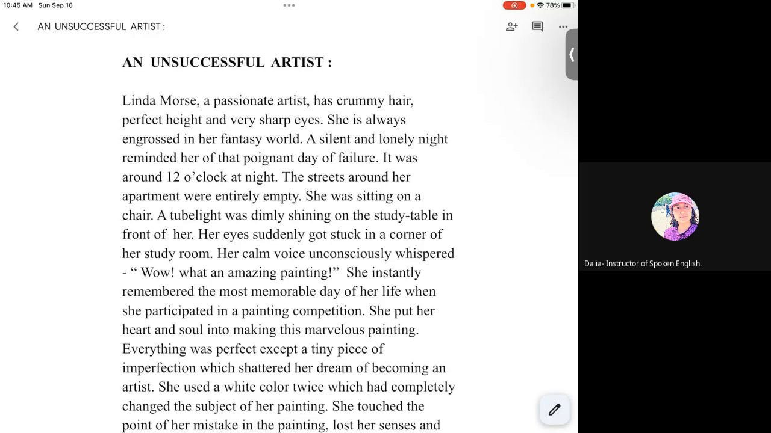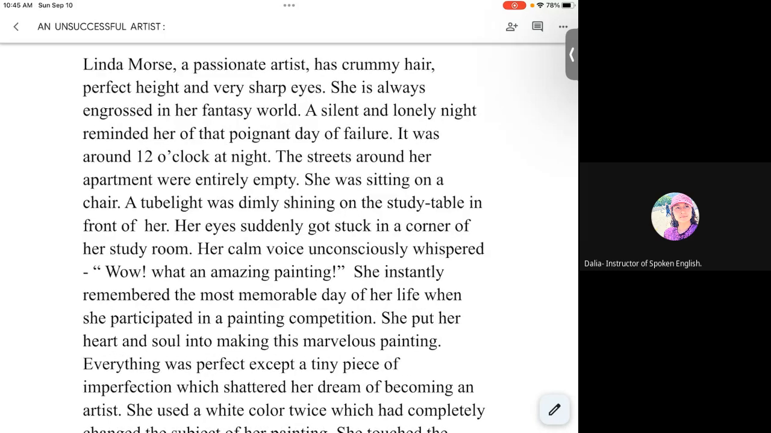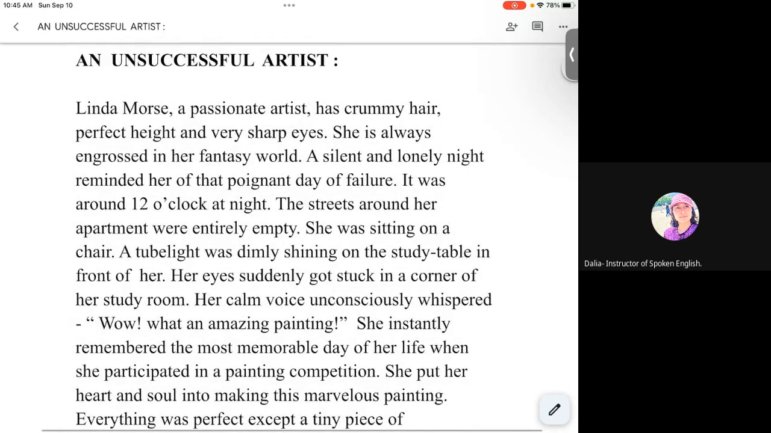So who is ready to read? Anybody else who is ready to read? Nobody? Okay, I'm going to another task.